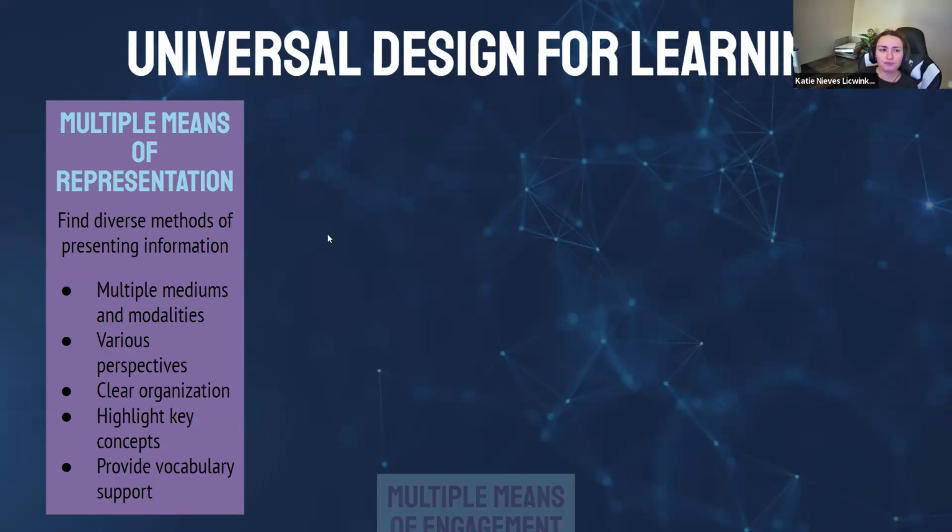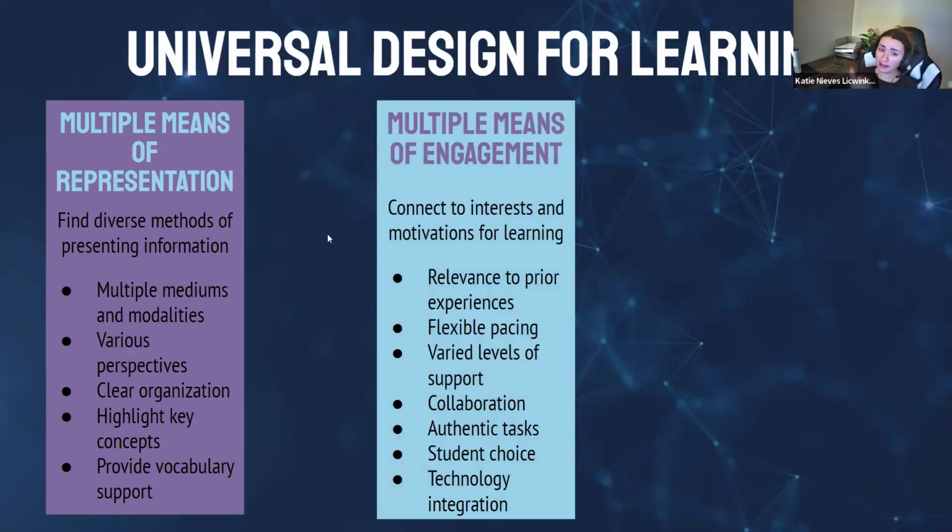There's also multiple means of engagement, which is making sure that students are motivated to learn by incorporating their interests or their personal motivations. So how you can do that is by connecting learning to student experiences that they've had, being flexible in how you pace lessons, allowing students to self-pace through things in some cases, offering different levels of support or scaffolding, allowing them to collaborate, building in authentic assignments and activities and tasks, giving them choice, and then integrating technology.